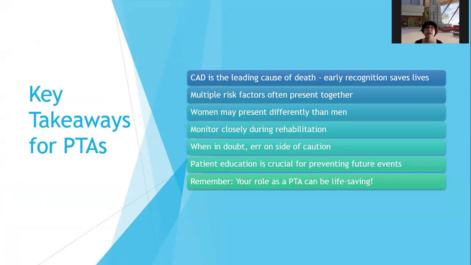So after the heart attack, you want to monitor the person closely during rehabilitation. And when in doubt, err on the side of caution. Patient education is crucial for preventing future events, and your role as a PTA can be life-saving. We'll talk more about this when we talk about cardiac rehab, but people have much better outcomes when they start with cardiac rehab, and that's what we want. We want good outcomes.